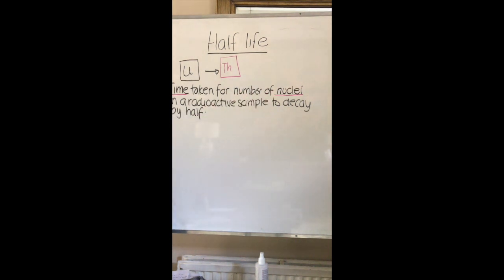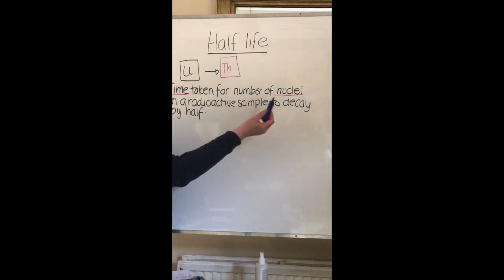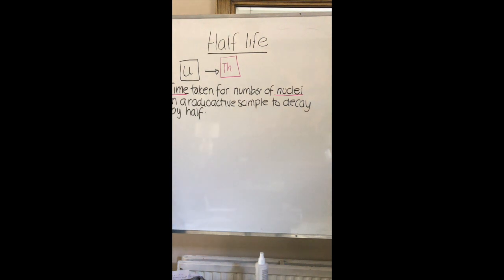They will put the time for the number of atoms to fall by half, or the time for half the atoms. None of those will get marks because you need to say nuclei. It's only about the nuclei. They are really picky about that.